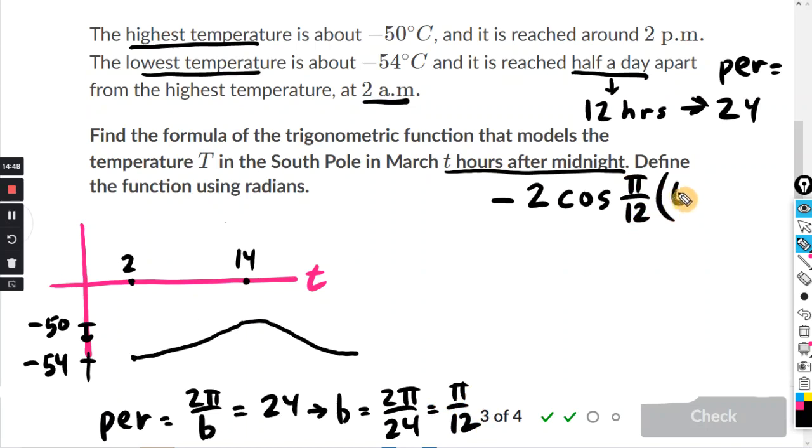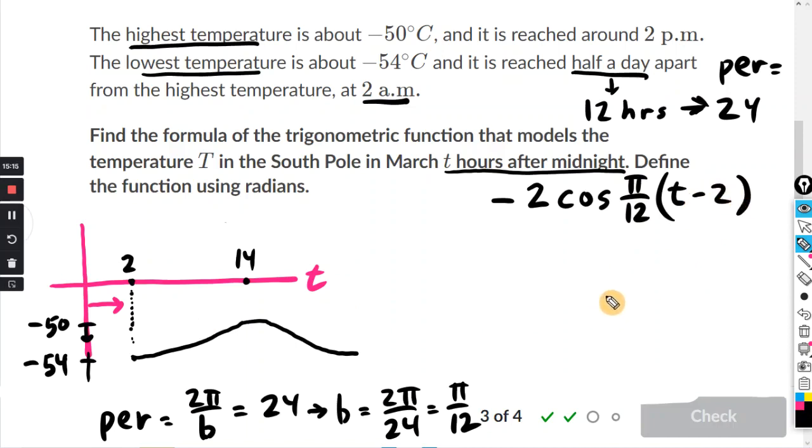We have the t here, and we need to do the phase shift inside the parentheses. So clearly, if you look at this graph, the negative cosine starts at +2. So the graph actually shifted to the right 2 units. In order to shift the graph to the right 2 units, you have to subtract 2 units from t. So that's going to be a t minus 2.